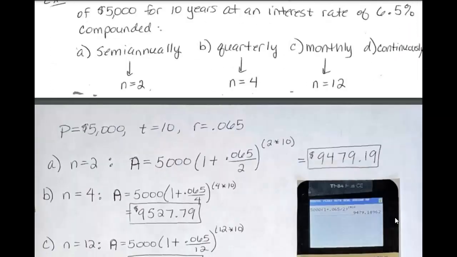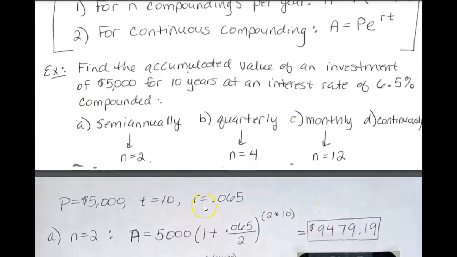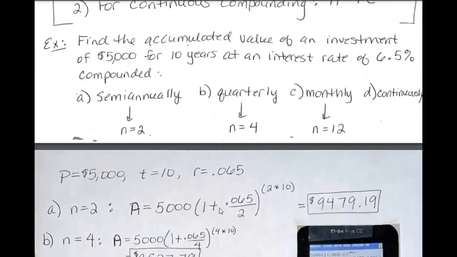All right, so it says that we were depositing $5,000, so that means that the principal is $5,000 for 10 years, so T is 10. The interest rate was 6.5%, and we're always supposed to use a decimal form of that, so 6.5% in decimal form is 0.065. You're just going to divide 6.5 by 100 to get the decimal. And then we're ready to plug things in.